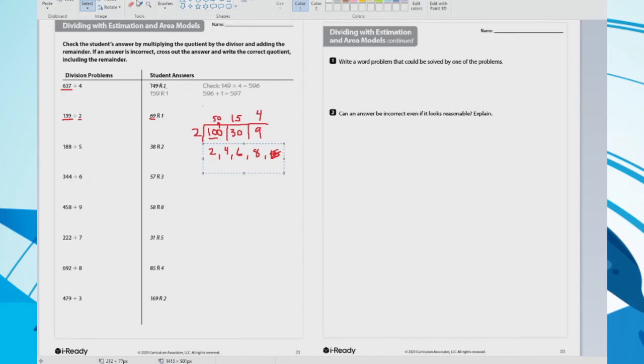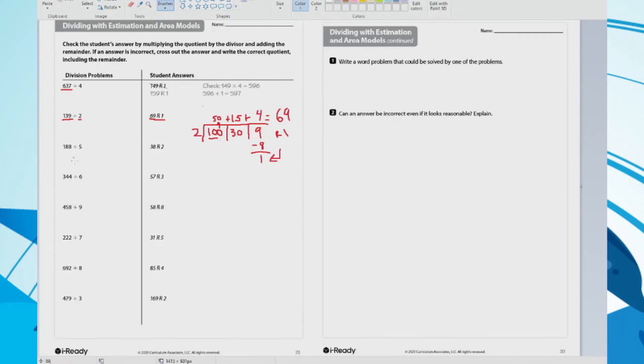So that means we will be left with a remainder, because 2 times 4 is equal to 8. So we have 9 minus 8, which is equal to 1. So now we just have to add the numbers that we found here by dividing each place value. 50 plus 15 equals 65, plus 4 equals 69, but we have our remainder here of 1. 69 with a remainder of 1.